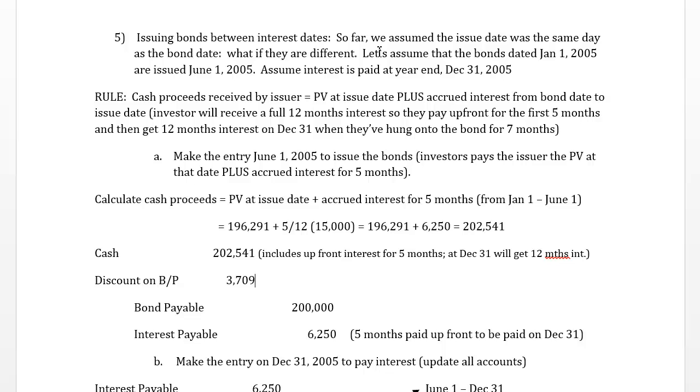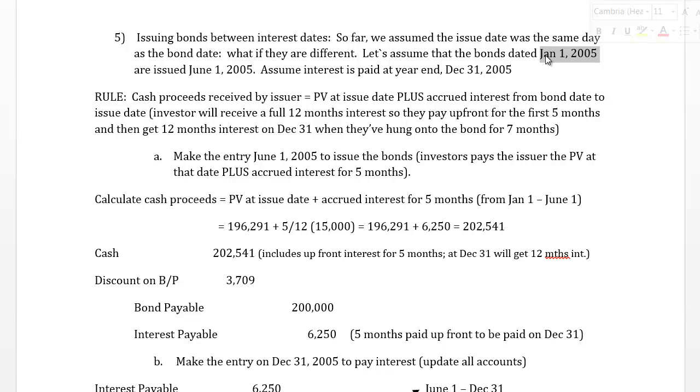Here what we're going to do is issue the bonds, as we say, between interest dates. What this really means is that so far we assumed the issue date was the same as the bond date, but what if they're different? Instead of our bonds being issued on the same day that they're dated, and again, the date they're dated means that's the day they're available for sale to the public, or whoever's buying them.